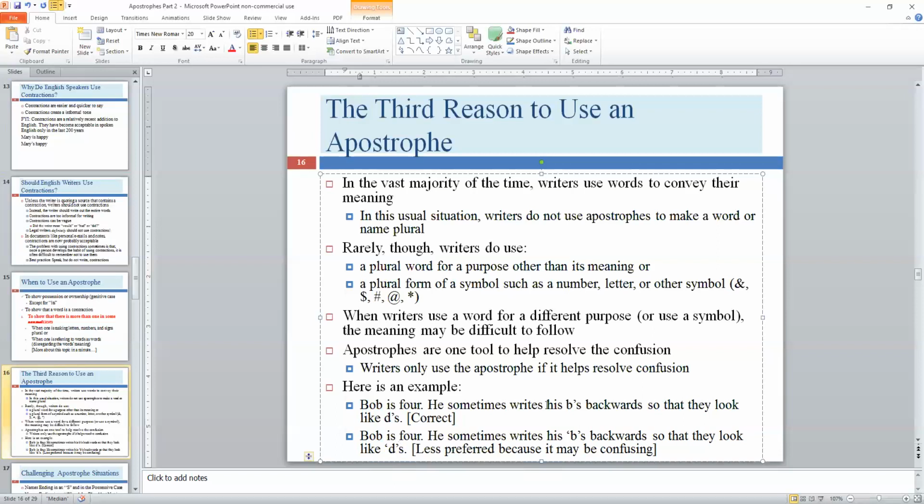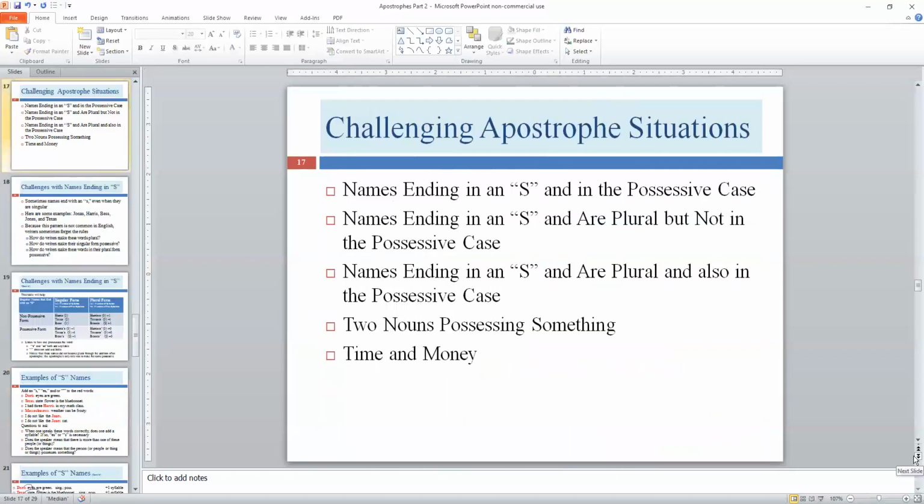But you do want to in some way distinguish it. If you don't do anything and you just have the B next to the S and the D next to the S, it makes the reader feel, I'm not 100% sure I get what you're meaning. And that's not the goal because there's some ambiguity there. Okay, so let's talk about some challenging apostrophe situations.